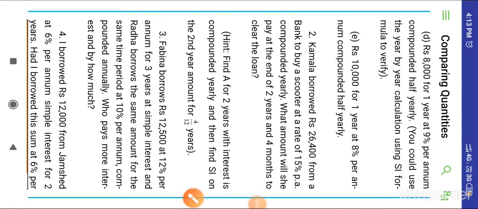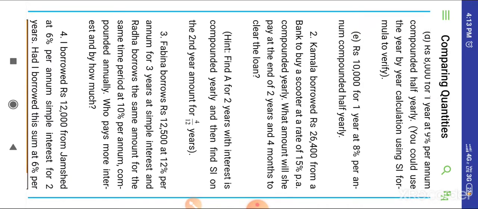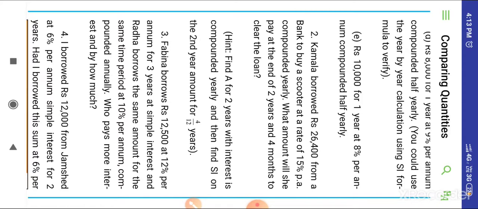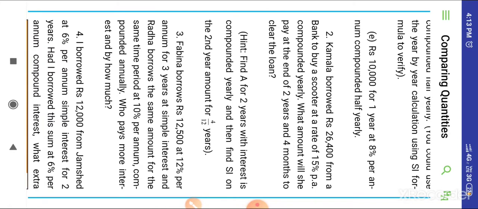Hello everyone, in this video we will discuss exercise 8.2 of class 8, question number 2. Kamla borrowed rupees 26,400 from a bank to buy a scooter at a rate of 15% per annum compounded yearly. What amount will she pay at the end of 2 years and 4 months to clear the loan? The hint is: find the amount for 2 years with interest compounded yearly, and then find SI on the second year amount for 4 upon 12 years.